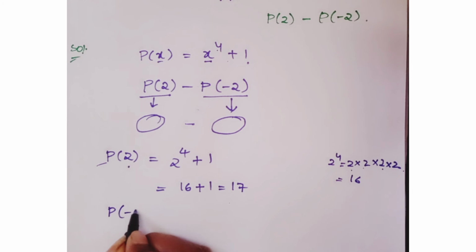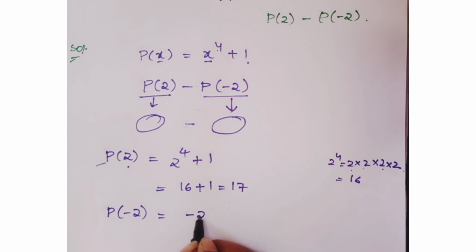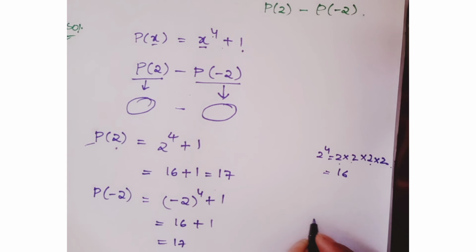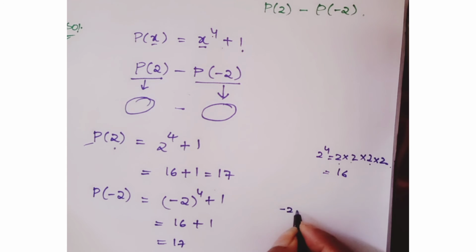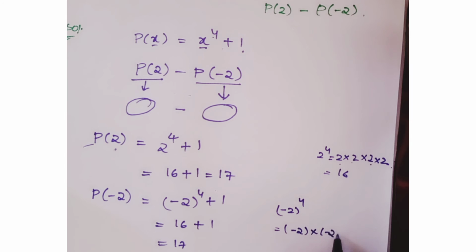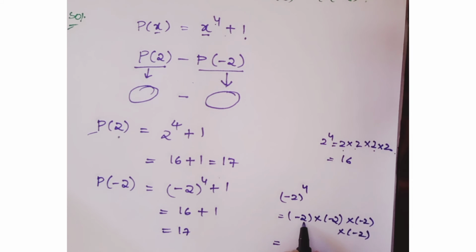Now for P of minus 2, which is nothing but minus 2 power 4 plus 1. So what is minus 2 power 4? It is also 16. 16 plus 1 is 17. If you don't know how to find the power directly, then you need to check like this. Minus 2 power 4 is minus 2 into minus 2 into minus 2 into minus 2, which is 2 to the 4, 4 to the 8, 8 to the 16.